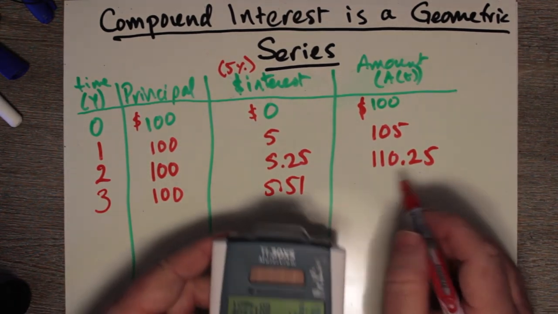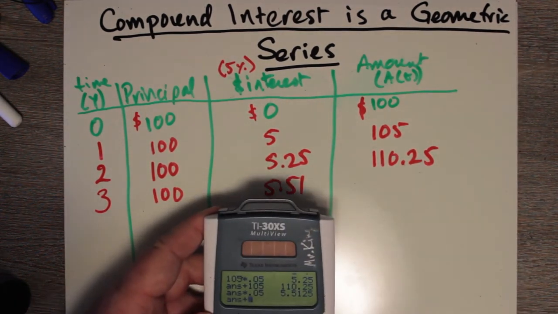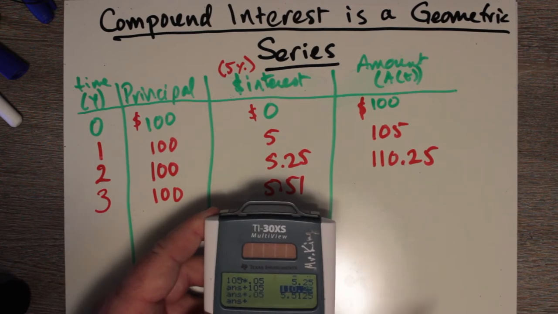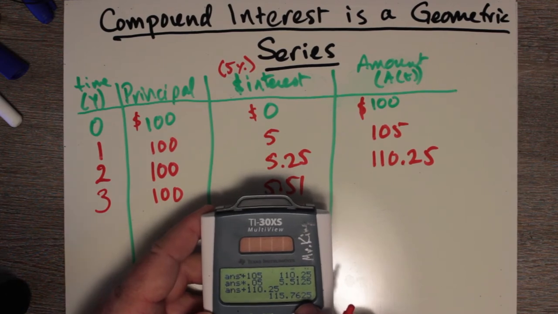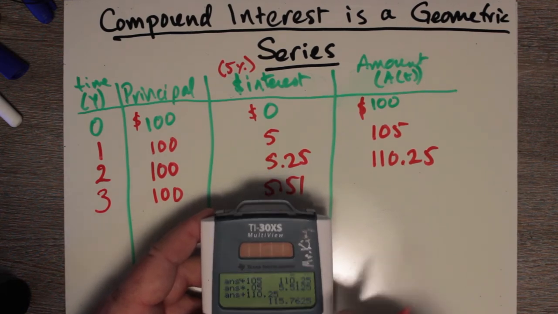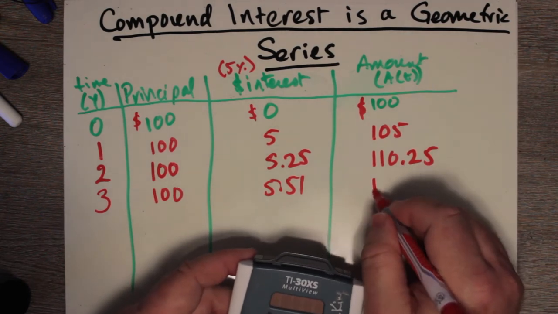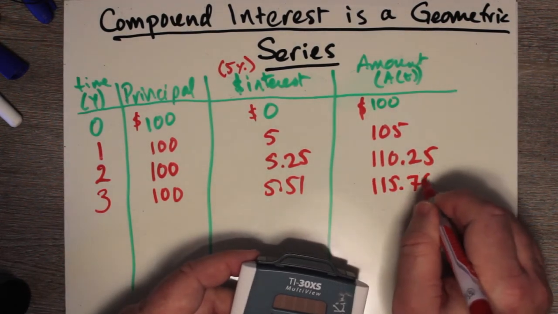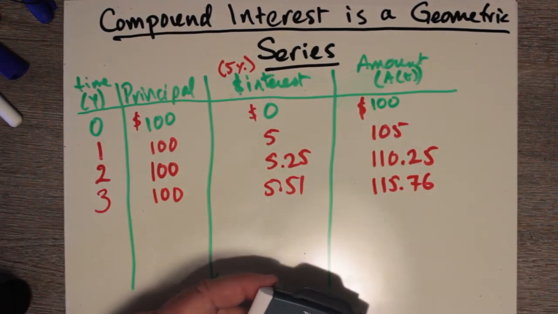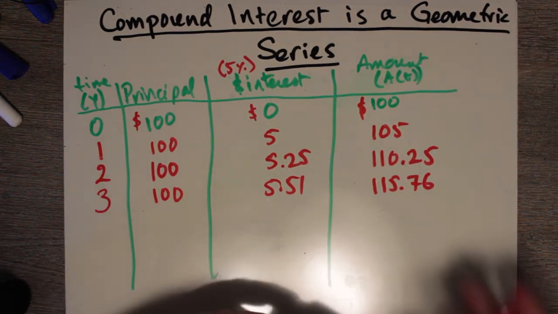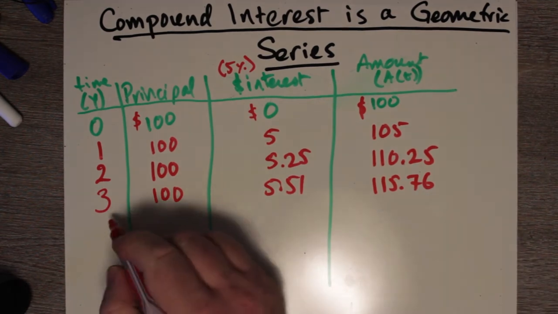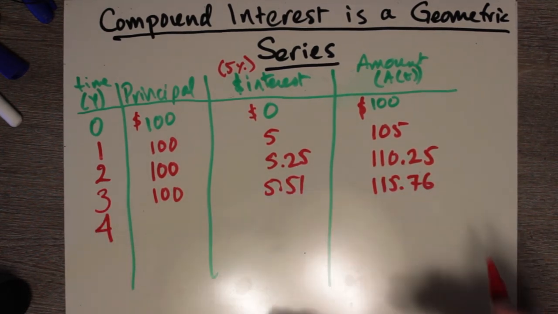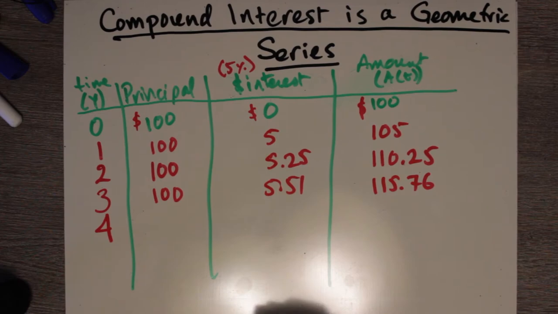And so I add that number to 110.25, and I get $115.76. There's 76 and a quarter of a cent, but we just go to 76 cents. So $115.76. So that's our amount. And we're just going to treat that as the amount we have. So let's go to year four, which is as many years as we went to last time.